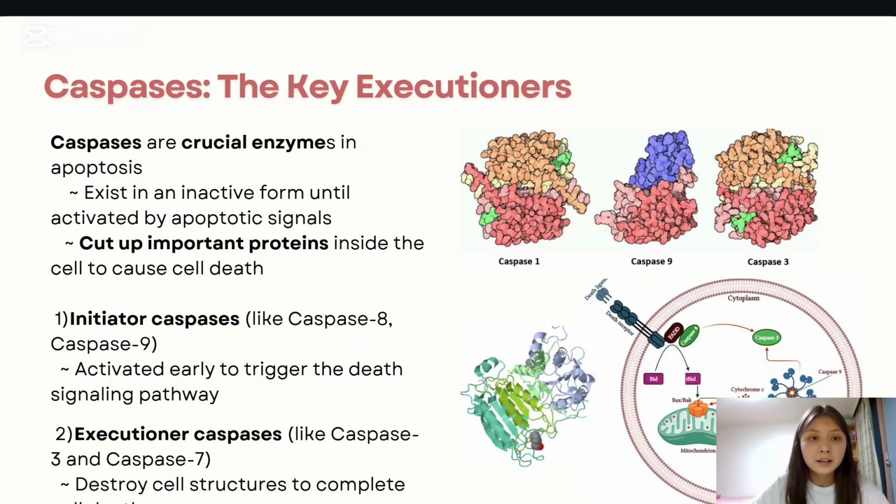We can divide caspases into two main groups: initiator caspases and executioner caspases. Initiator caspases, such as caspase 8 or caspase 9, begin the apoptosis process. They activate the executioner caspases. Executioner caspases, examples of them are caspase 3 and caspase 7, destroy key cellular components and actually execute the cell death.